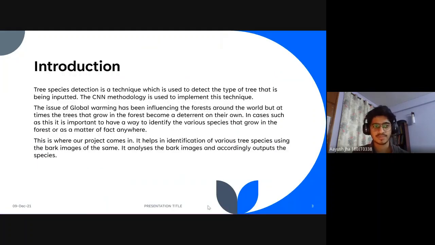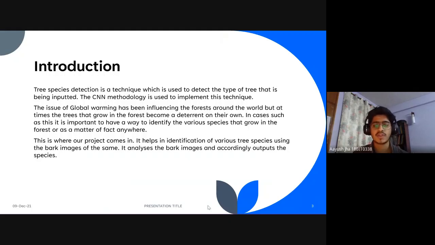So the introduction. Tree species detection is a technique which is used to detect the type of tree that is being inputted. The CNN methodology is used to implement this technique. The issue of global warming has been influencing the forests around the world, but at times the trees that grow in the forest become a deterrent on their own. In cases such as this, it is important to have a way to identify the various species that grow in the forest or, as a matter of fact, anywhere. This is where our project comes in.